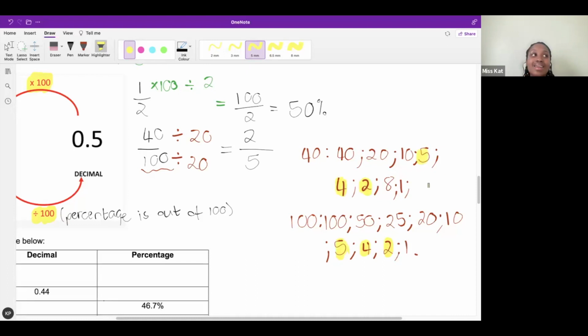But we want the highest one. So out of the ones that I've listed here, which one's the biggest one? 20. So that's why we went with 20, because it gave us our simplest form. If you look at the rest of them, 40 doesn't go into 100, and 25, 50 don't go into 40. Okay, did I answer your question, Bongo Musa? So you basically have to find that common factor.